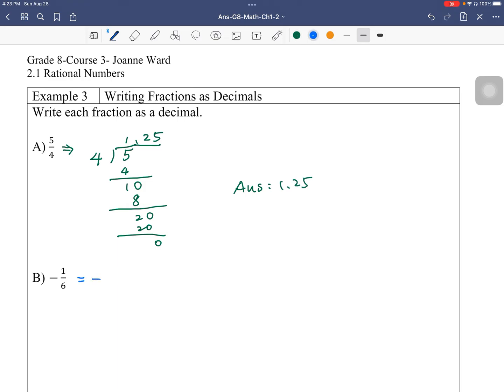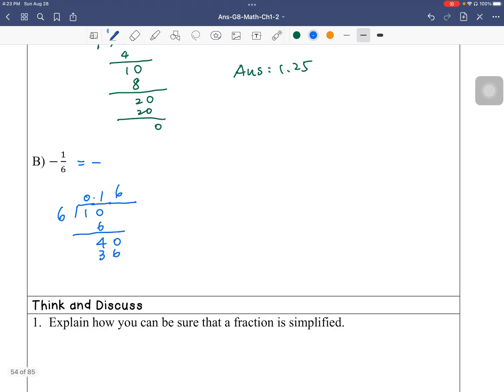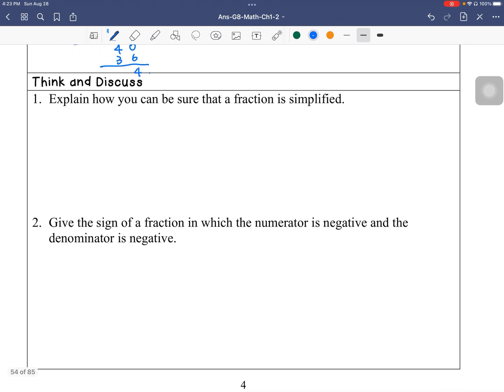And this is a negative sign. 1 divided by 6 is 0.1666666666. So now let's do think and discuss.